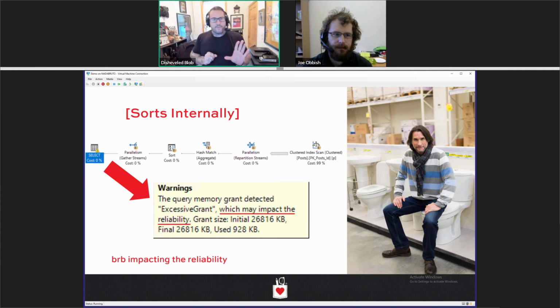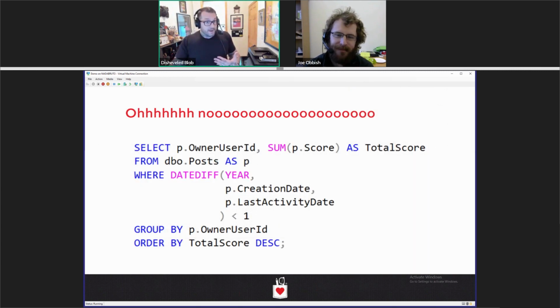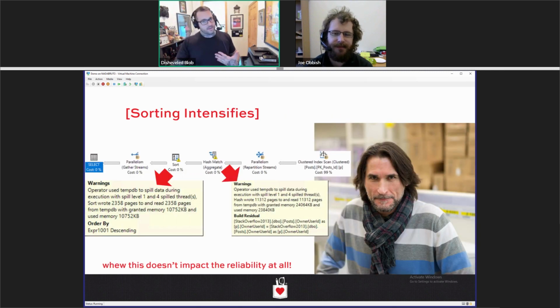And we have to be very careful here because this may impact the reliability. That 26 megs of memory is going to impact it. Be careful there, sir. You have impacted the reliability. When we ask that query to do now something bigger with more rows, you can imagine what's going to happen. This is just going to get worse.